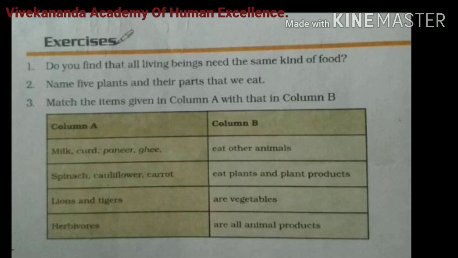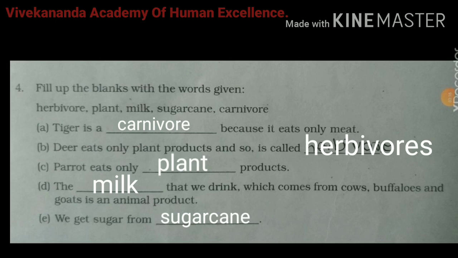Milk, curd, paneer, ghee are all animal products, as we are getting all these things from animals. Spinach, cauliflower and carrot are vegetables. Lions and tigers eat other animals, and herbivores eat plants and plant products. See the fourth question: fill in the blanks with the words given. The words given are herbivores, plant, milk, sugarcane and carnivores.